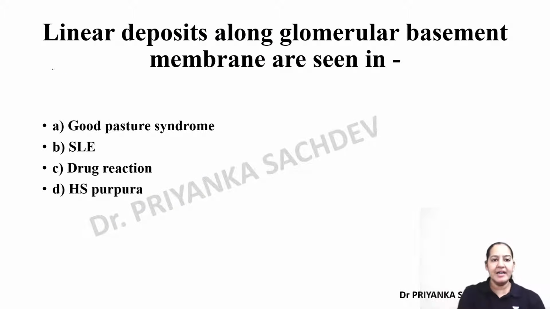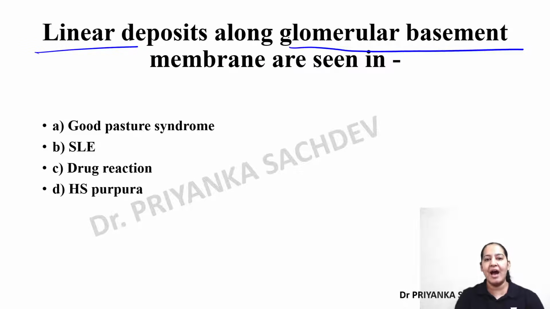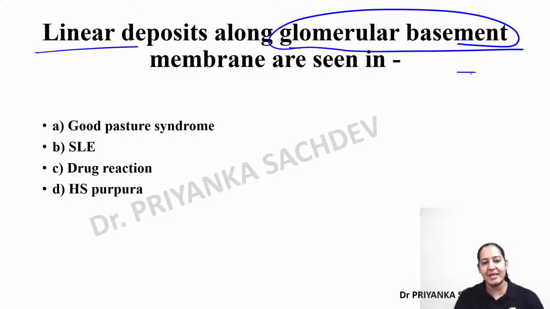Linear deposits along the glomerular basement membrane are seen in which? I'm saying along the glomerular basement membrane. I'm asking for intramembranous deposits. So you already know that till now we have seen intramembranous deposits at two locations. Where have we seen intramembranous? Okay, listen.